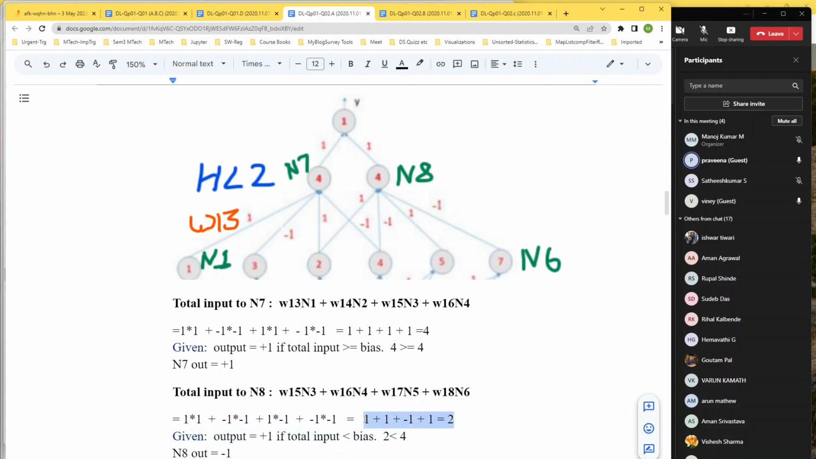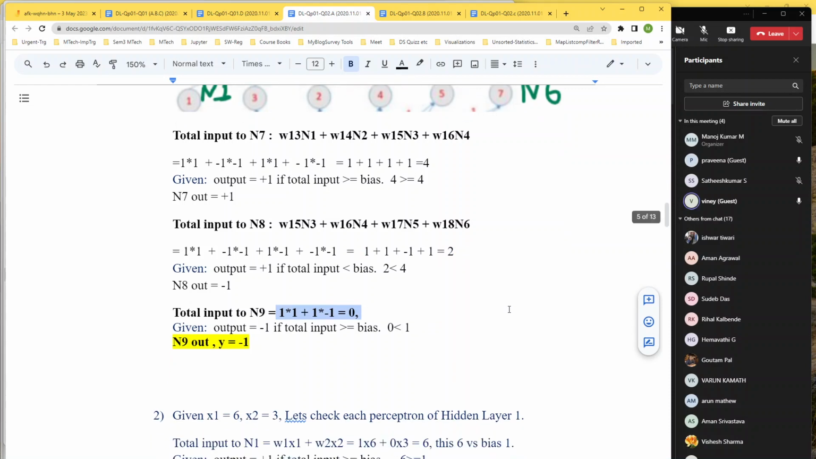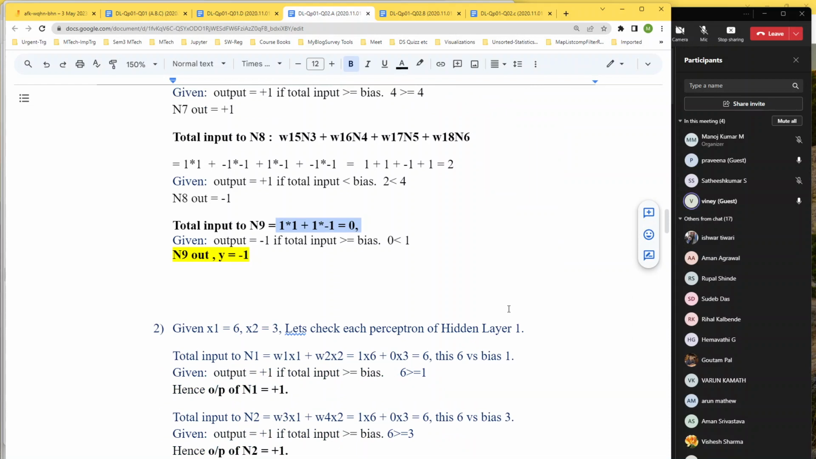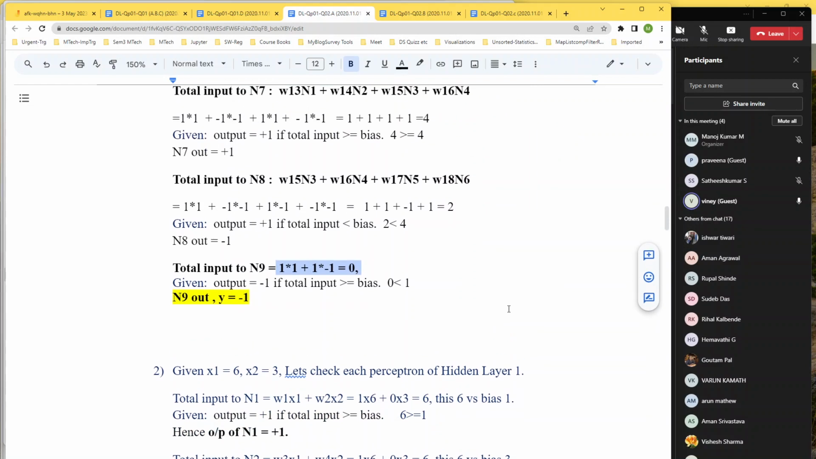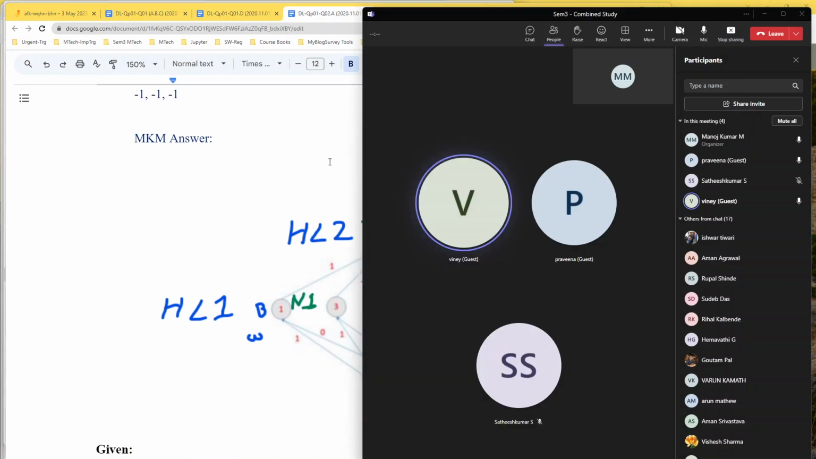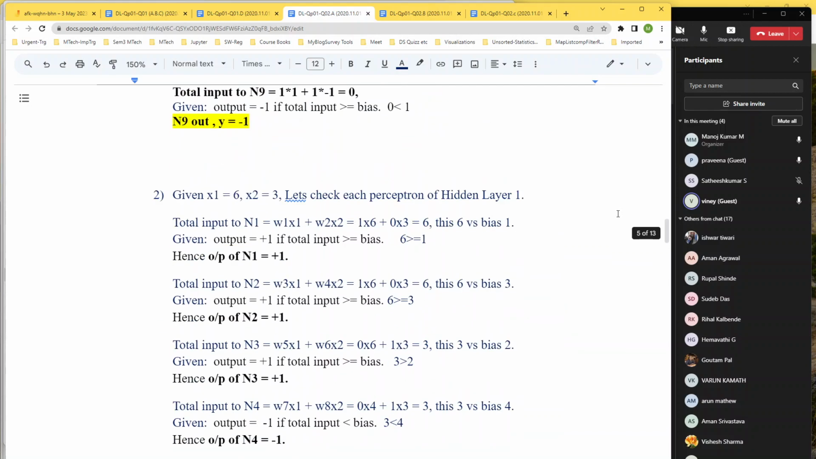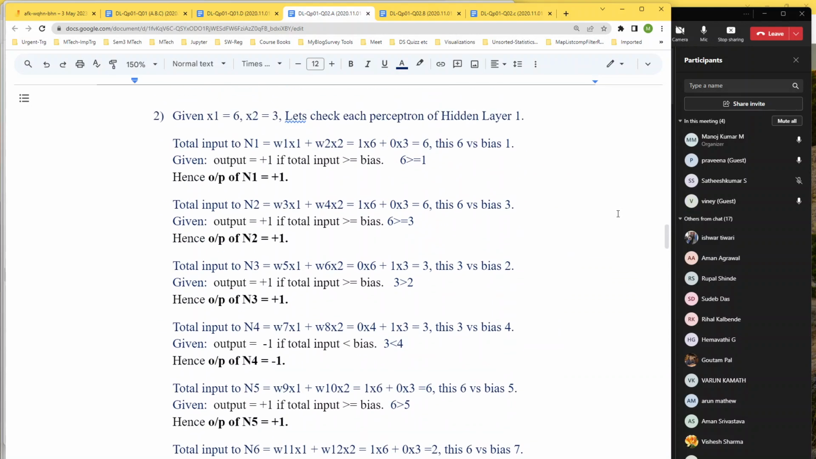So the total input to the last node of the output layer is 1 minus 1, which is 0, and the bias is 1. The input is less than the bias, hence the output will be minus 1. Okay, so we did it for 2, 3. For 6, 3, just show the calculation, Manoj. We will see if your calculation is fine, otherwise we'll just leave. It is 6, 3.